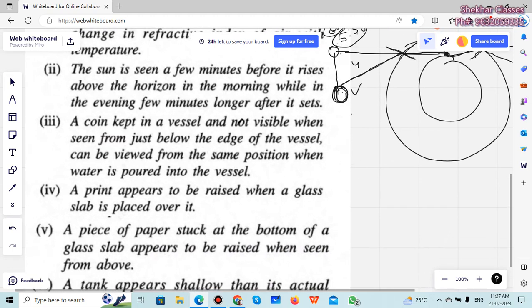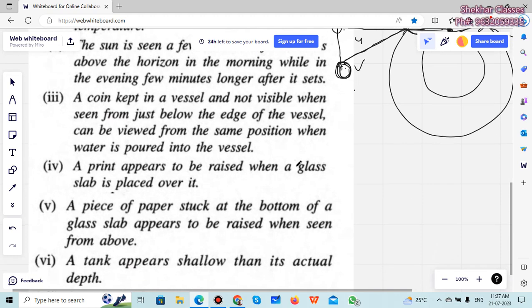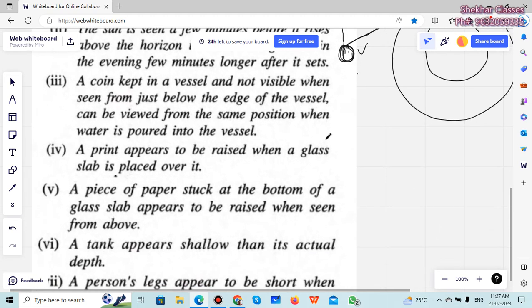Now, a coin kept in a vessel is not visible when seen from below the edge of the vessel. It can be viewed from that position when water is poured into the vessel, right? This is also happening because of refraction. A print appears to be raised: if you have something written over here and you put a glass slab on it, you will find that the letter is seen a bit raised. That is because of the refraction of light. It is the same concept as the coin.